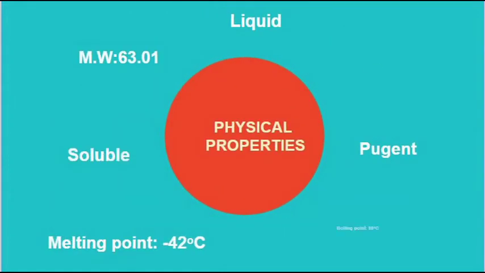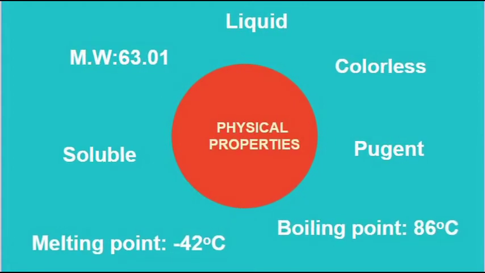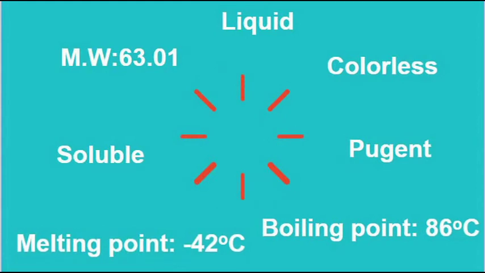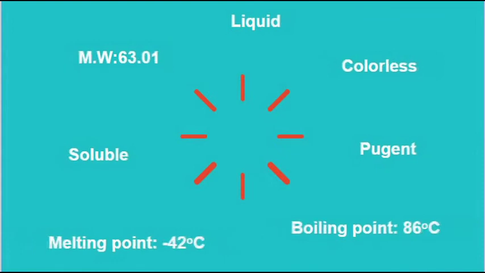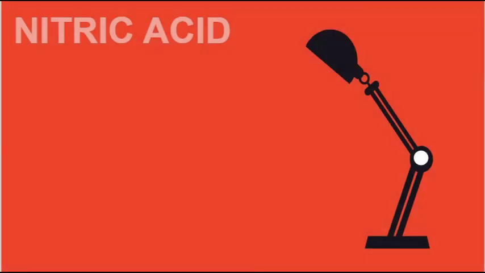Other physical properties can be seen in this slide. It is completely soluble in water. Pure acid has a density of 1.45 gram per milliliter. Nitric acid boils at 86 degrees Celsius and freezes to a white solid at -42 degrees Celsius. It has a corrosive action on the skin and causes yellow blisters.